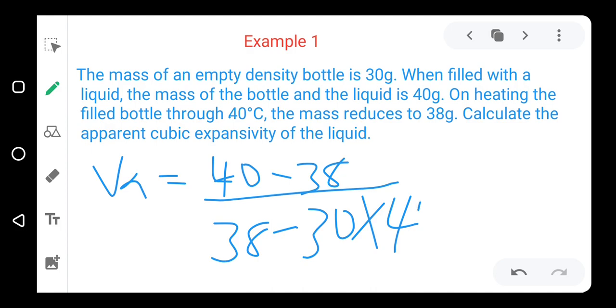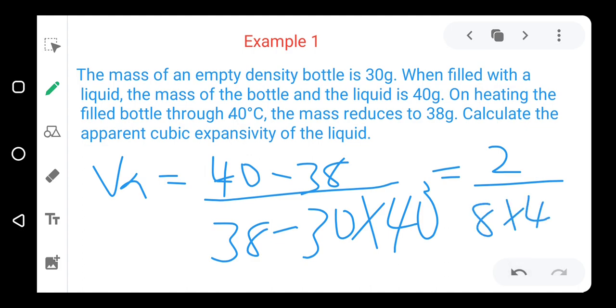They heat it through 40 degrees. So the temperature change is given to us directly. We are not subtracting anything. So it is 40 degrees. Now this gives us 40 minus 38 is 2, and 38 minus 30 is 8. 8 times temperature change is 40.